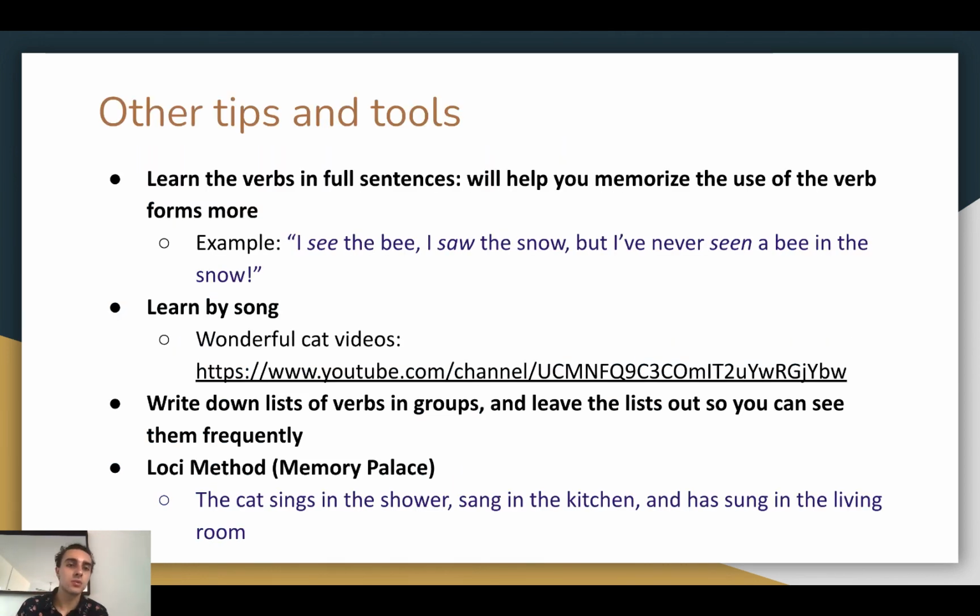Some other tips and tools are to learn the verbs in full sentences. That can be much easier to remember them if you remember them in a sentence. So for example, I see the bee, I saw the snow, but I've never seen a bee in the snow. You can also learn by songs. This is a wonderful cat video that I won't show you right now because there's not much time, but please check out this video. I'll send the link to your Telegram chat. It's a great song, and if you learn by songs, it can be a great way to remember the past participles and irregular verbs.